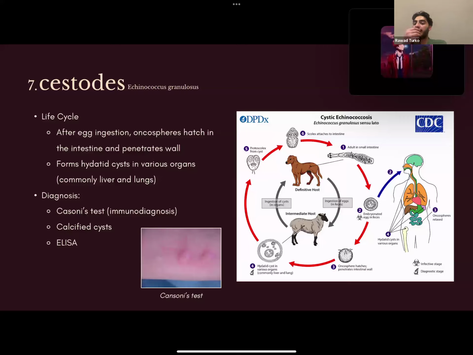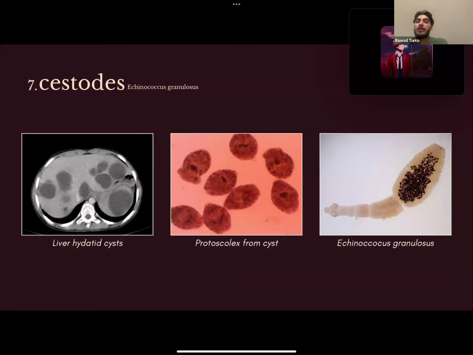Okay, that's Casoni's test. You can also see calcified cysts in imaging, or you could, again, it's the same thing, ELISA for the antibodies or the proteins.